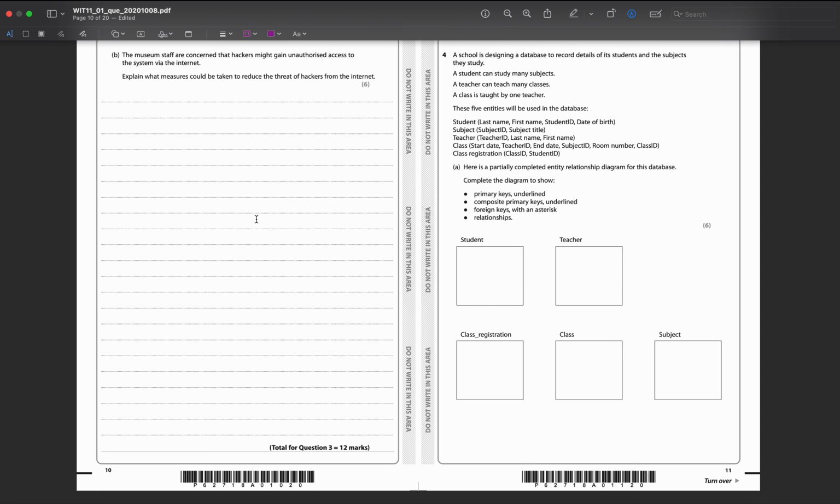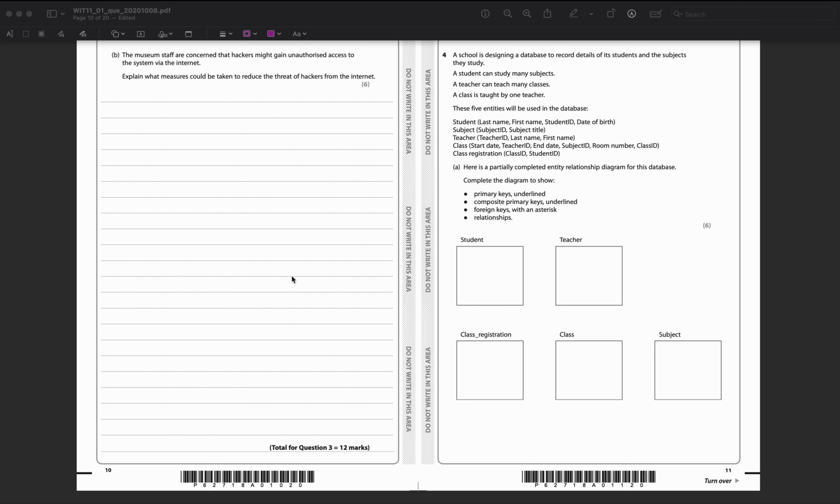This one is that the museum staff are concerned that a hacker might gain unauthorized access to the system via the internet. Explain what measures could be taken to reduce the threat of hackers from the internet. Okay, so here also they are thinking that someone can hack the systems and gain all the information. So what can they do?